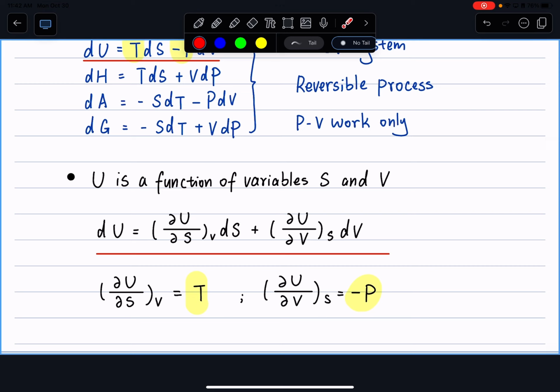We have that derivation done in our annotated notes, but eventually what we end up with is negative P equals the partial derivative of A over V at constant T, and negative S equals the partial derivative of A over T at constant V. And same here, we have V equals dG over dP at constant T, and negative S equals dG over dT at constant P.